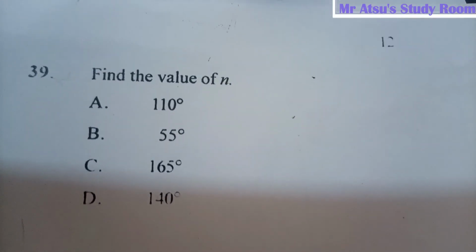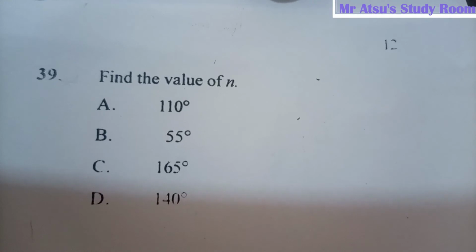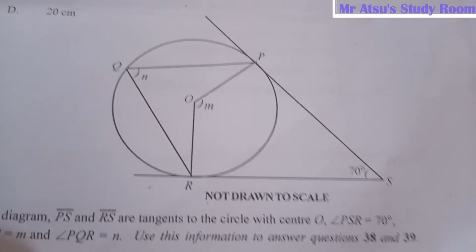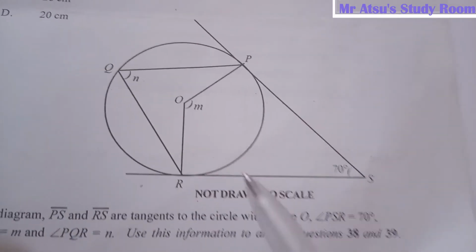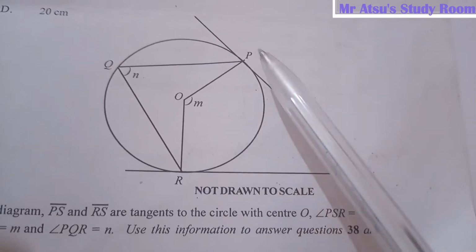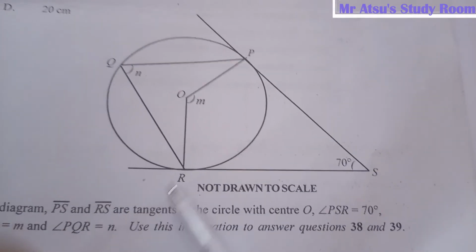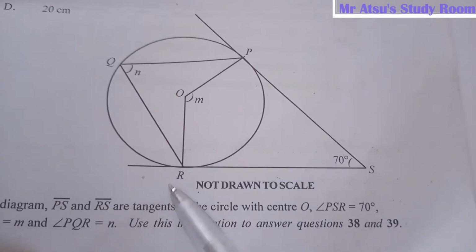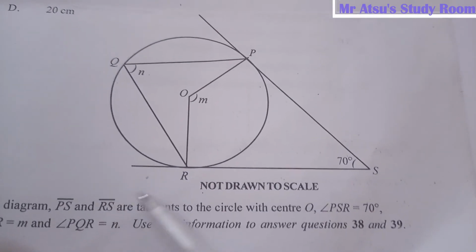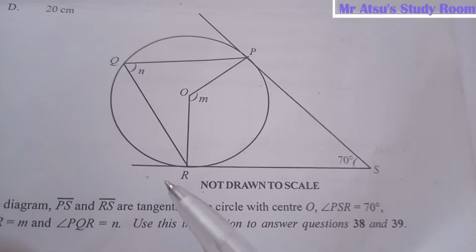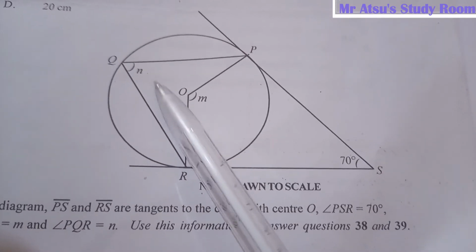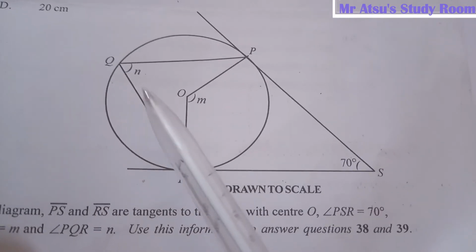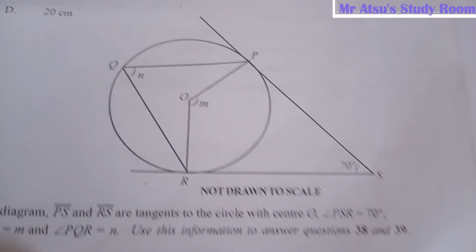Question 39 is asking us to find the value of N. So let's go back to the diagram. Very easy. So if we connect R and P, or P and R as a chord, then you remember that first theorem where a chord subtends an angle at the center of a circle and then also at the circumference. So it means that our N here is going to be half of M, because that is what that theorem says. So our N is just going to be 110 divided by 2.